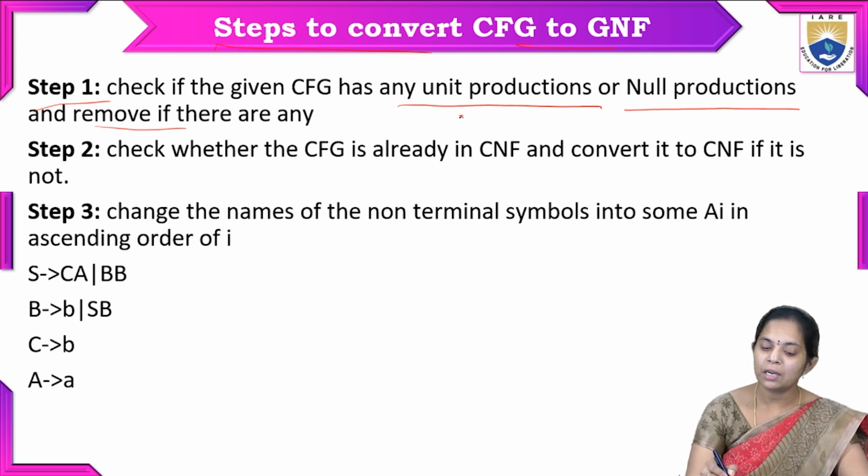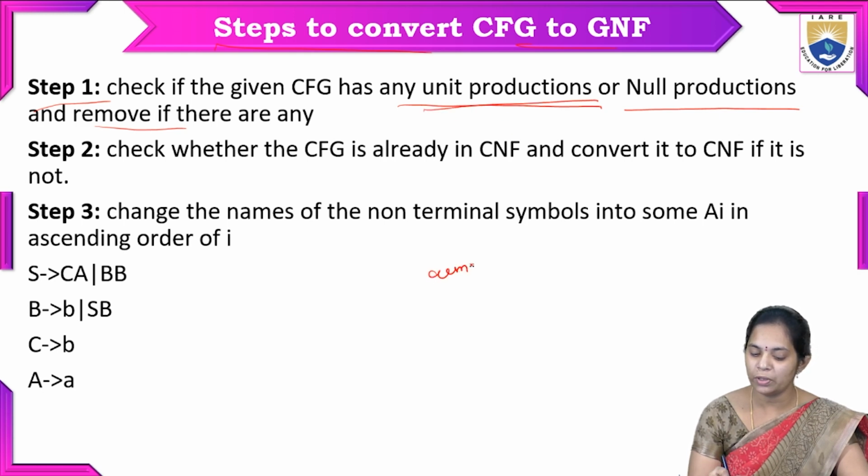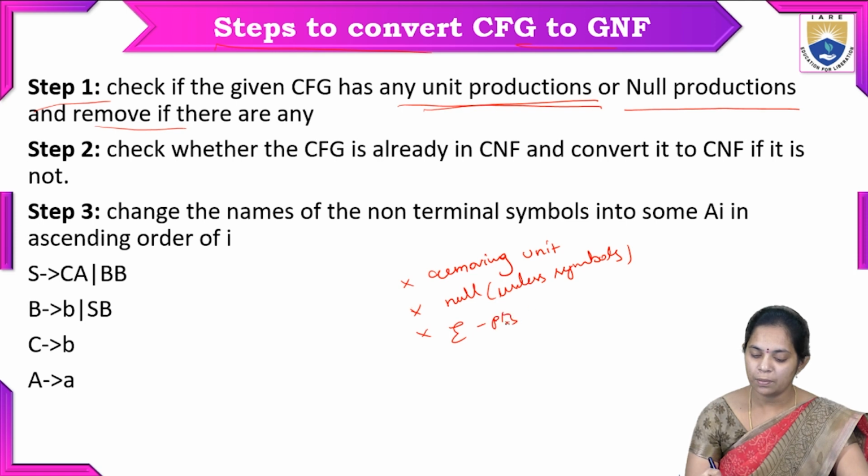And in that minimization, we require steps like removing unit productions and null productions, useless symbols, and epsilon productions. So these come under the minimization of CFG.